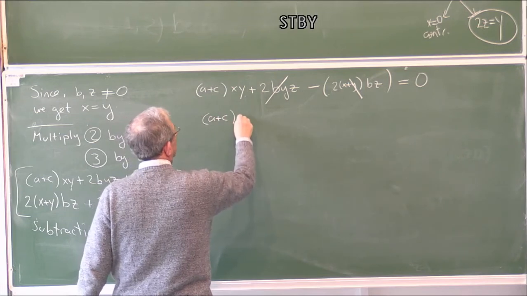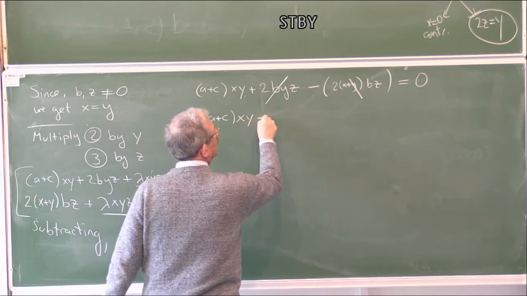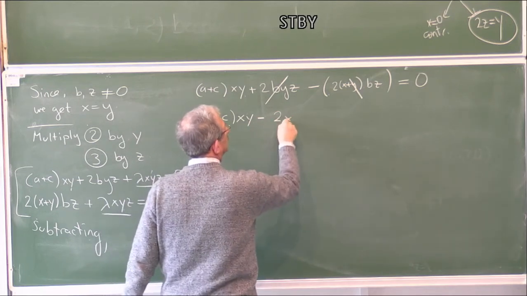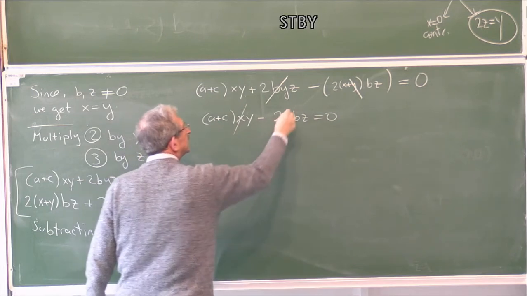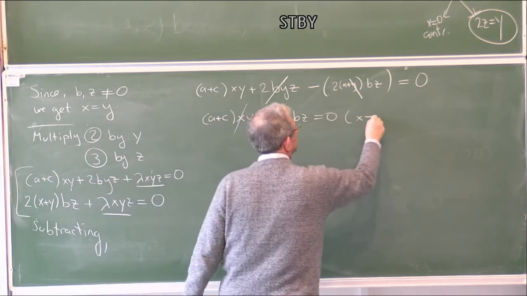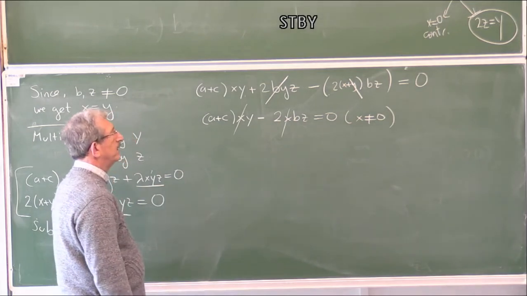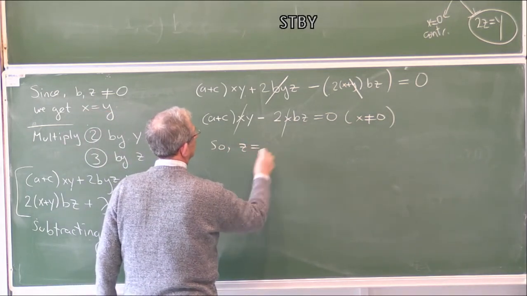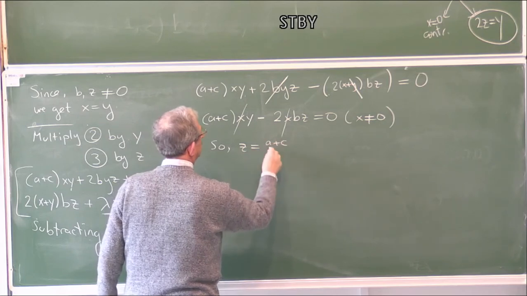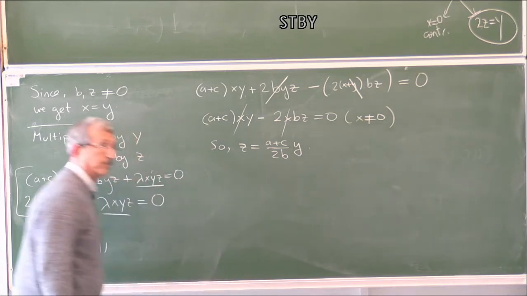In what remains, let me rewrite it. This is xy minus 2xbz is 0. We can cancel x's because x is not 0. Okay. So that says z is a plus c over 2b of y.